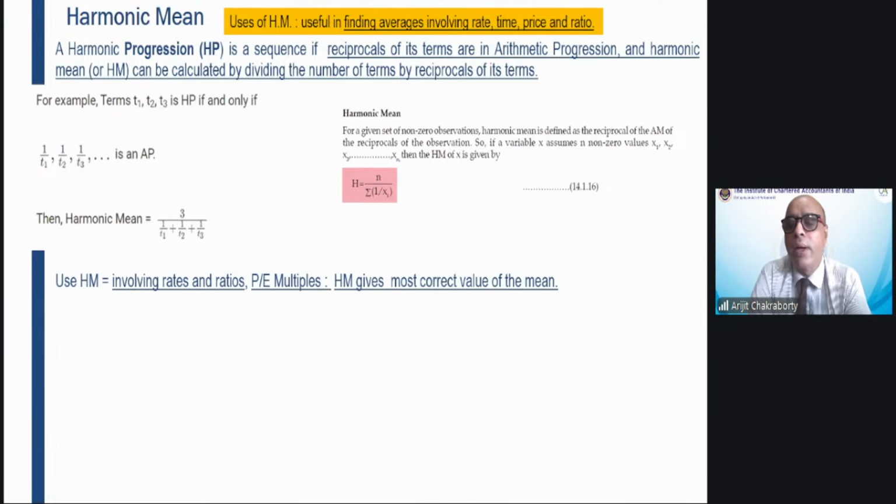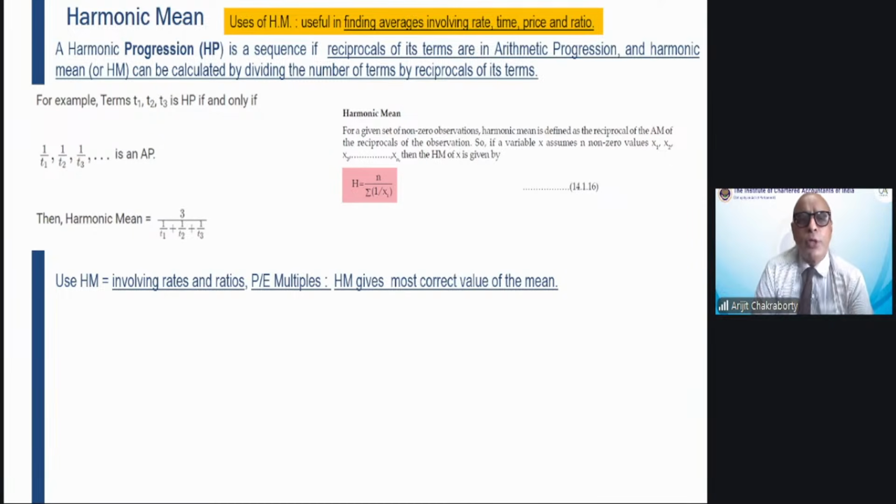And that is the reason why the study material, the definition, clearly says that if a variable x assumes n non-zero values, x1, x2, x3, it can be negative. The value can be fractional, but should not be 0. So this is the concept of harmonic mean. And this is the formula which we all need to know, learn, and thereafter apply if questions come in the exam.